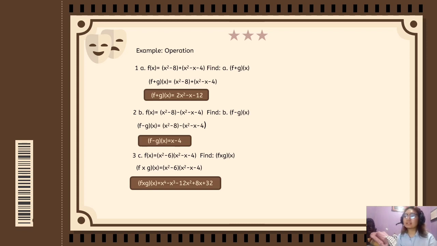Ang tamang sagot natin ay x raised to 4, negative x cubed, negative 10x squared, negative 6x, and positive 24. Mali pala to, I'm sorry. Mali ko. Ito yung sagot natin talaga: x raised to 4 minus x cubed minus 10x squared minus 6x plus 24. Ayan ang sagot natin. So, let's move on.